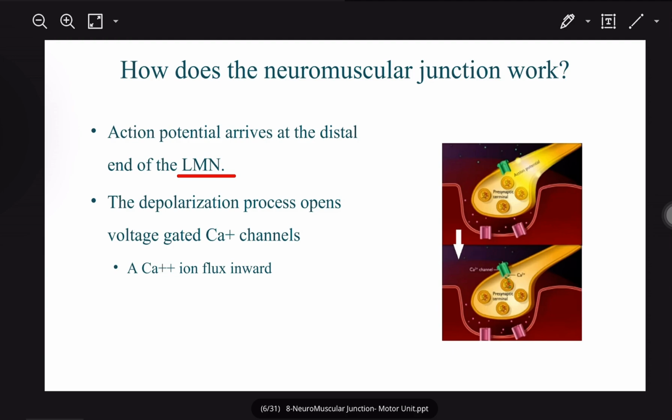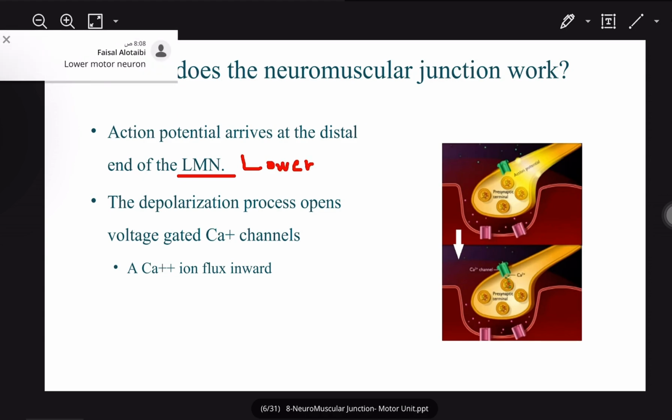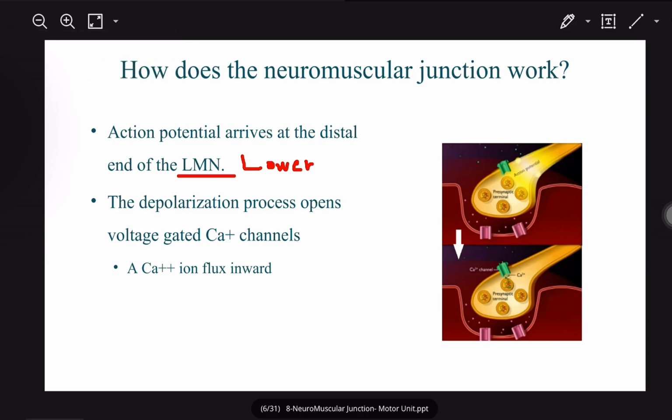Let's remember, we talked about it a little while ago. We're going to talk more in detail about it. Start with the lower motor neuron. So that's what we actually see. An action potential will arrive at the distal end.